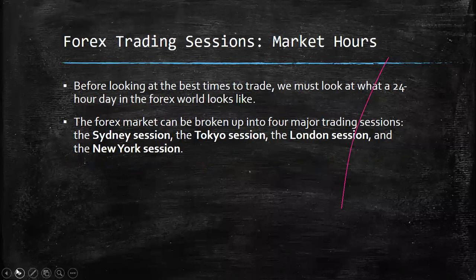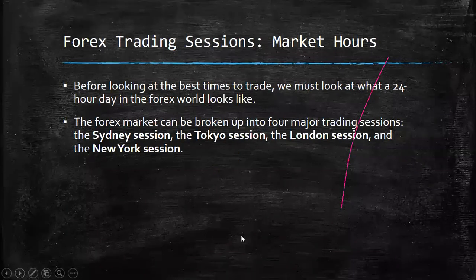Before looking at the best times to trade, we must look at what a 24-hour day in the Forex market world looks like. The Forex market can be broken up into 4 major trading sessions. You've got your Sydney session, which is what we're in right now, and you also have the Tokyo session, which we're in right now. Here come 9 o'clock, I believe. You've got the London session and then the New York session. Those are the 4 major sessions.